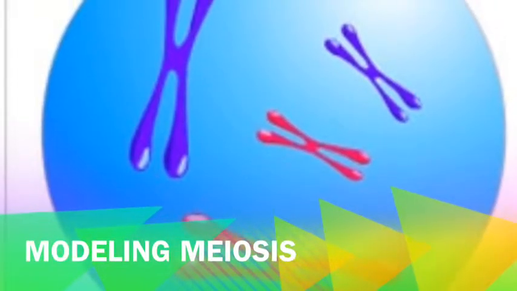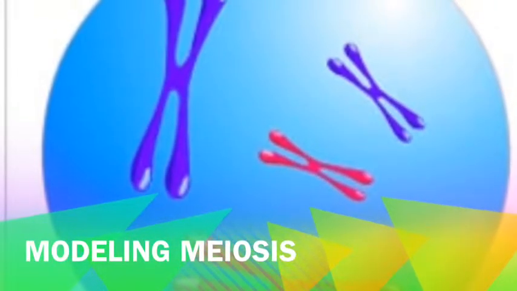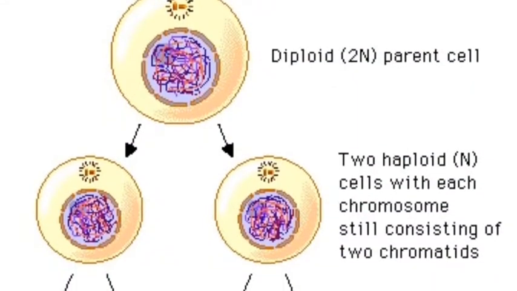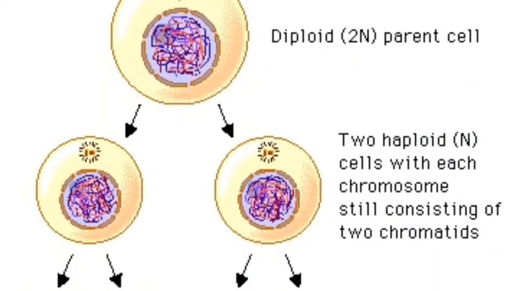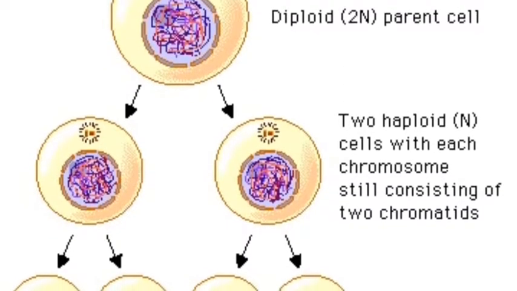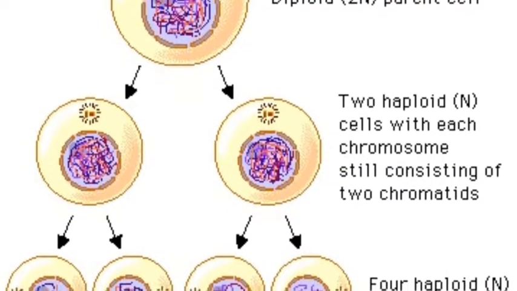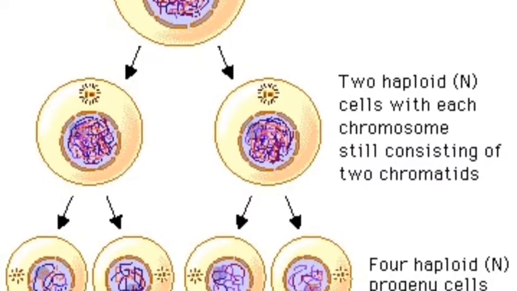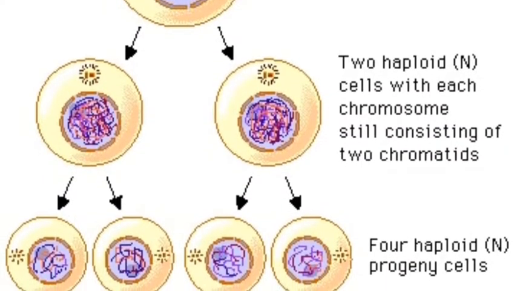Modeling meiosis. A diploid cell will duplicate in interphase before entering meiosis. Meiosis occurs in two parts, 1 and 2. Meiosis 1 is the reduction division where the diploid cell is divided into two haploid cells, each containing 23 chromosomes, unlike mitosis where the number of chromosomes remains the same.